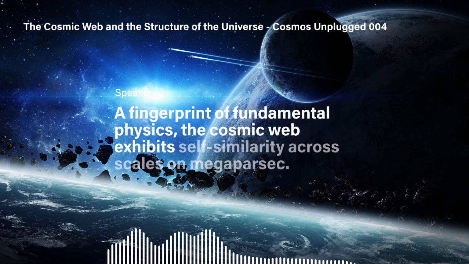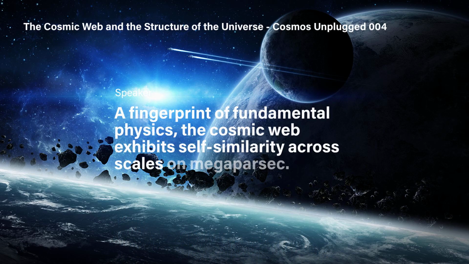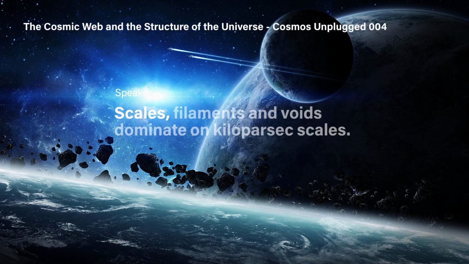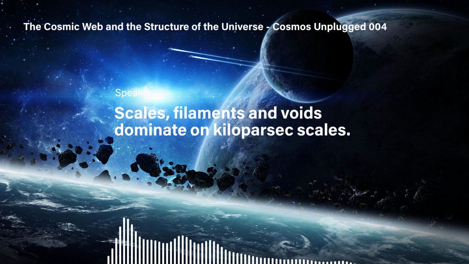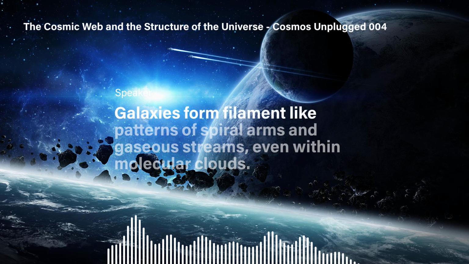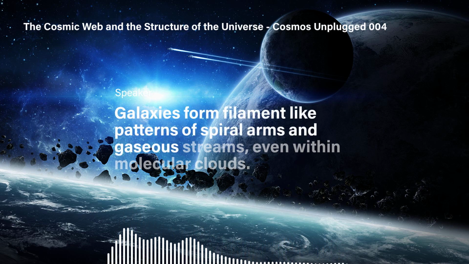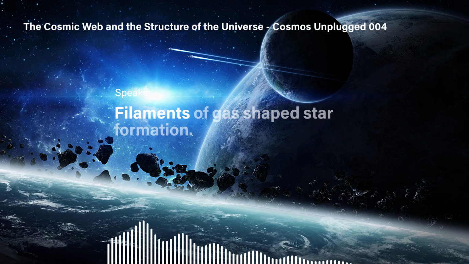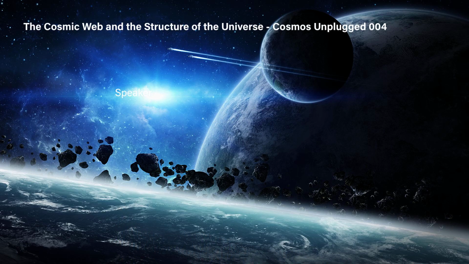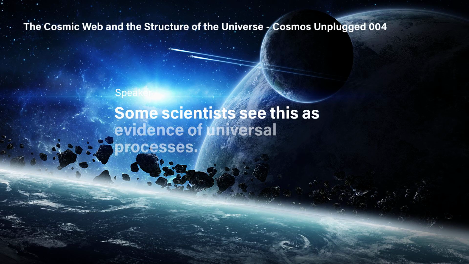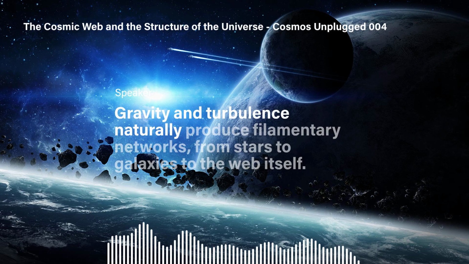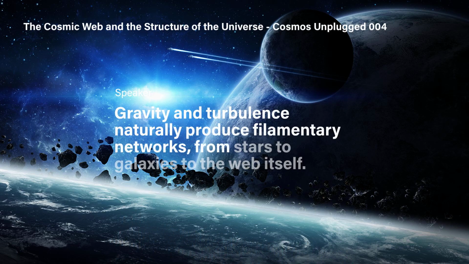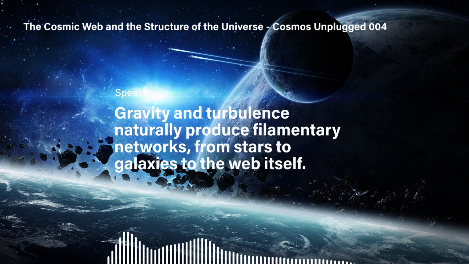The cosmic web exhibits self-similarity across scales. On megaparsec scales, filaments and voids dominate. On kiloparsec scales, galaxies form filament-like patterns of spiral arms and gaseous streams. Even within molecular clouds, filaments of gas shape star formation. Some scientists see this as evidence of universal processes. Gravity and turbulence naturally produce filamentary networks, from stars to galaxies to the web itself.